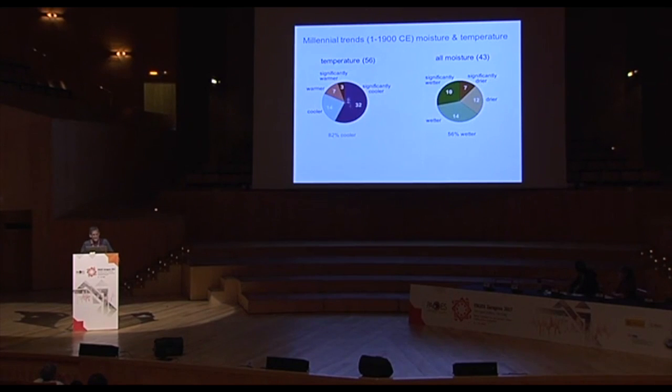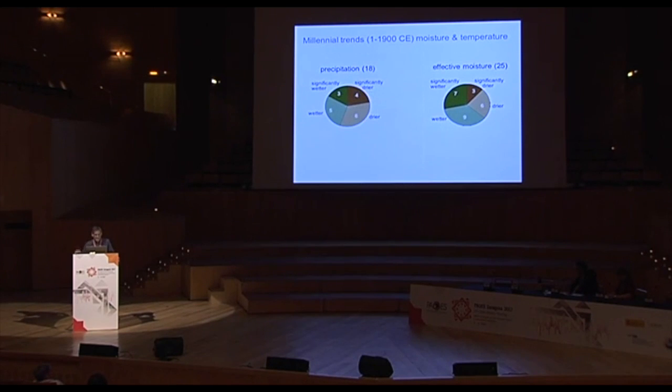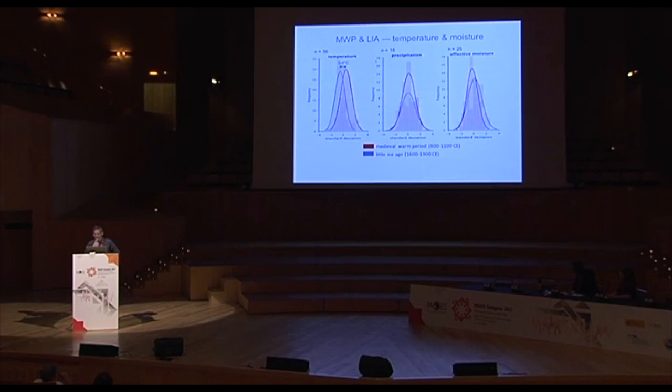For temperature on the left, this pie diagram shows that 83% of the individual records show cooling. There are some that show warming. The dark blue indicates that it is statistically significant, so two-thirds of the cooling trends are significant. But when you look at the moisture records, it's much more variable and perhaps not different than random. 56% show wettening trends, but a smaller proportion of those are statistically significant. Then we can break down the moisture records into the precipitation and effective moisture types, and we see that it's really the P minus E, the effective moisture types, that carry perhaps some small significance in terms of trending towards wetter conditions over the common era.